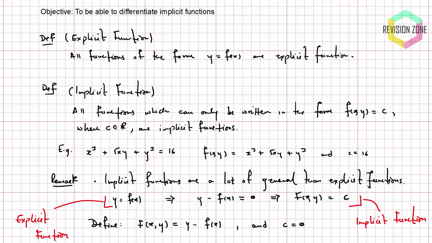Clearly we need to be able to differentiate functions like this, and this is what implicit differentiation allows us to do. It allows us to differentiate these things directly without having to rearrange to get something of the form y equals f of x, which is what we would have done up until this stage. So let's jump in and look at the theory.